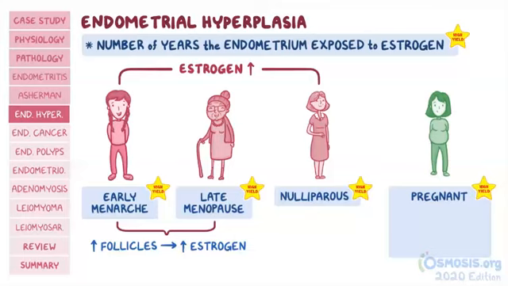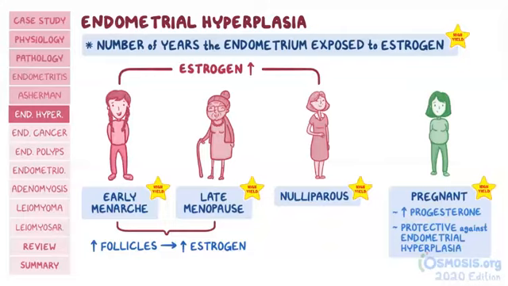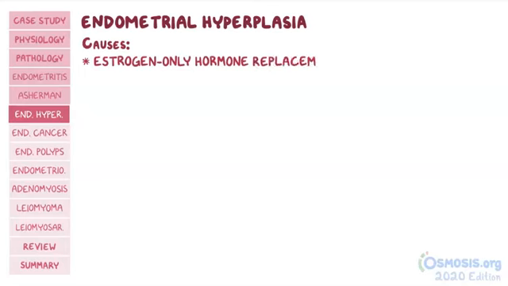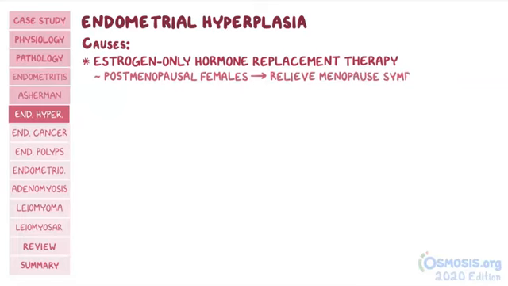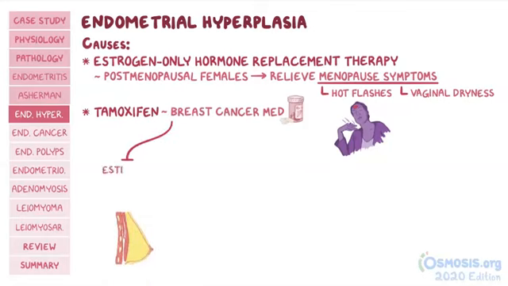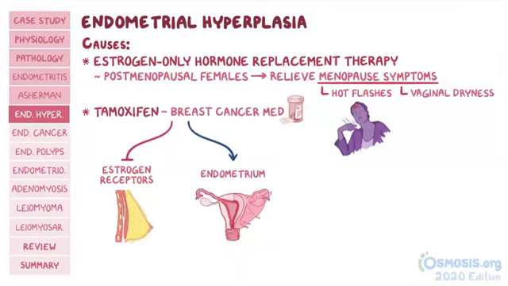That's because during pregnancy, there's more estrogen and progesterone production, but the balance shifts towards more progesterone, which is protective against endometrial hyperplasia. Also, we have medications that can cause endometrial hyperplasia, such as estrogen-only hormone replacement therapy, usually taken by postmenopausal females to relieve menopause symptoms, such as hot flashes and vaginal dryness. In some cases, endometrial hyperplasia can also be caused by tamoxifen, a breast cancer medication which blocks estrogen receptors on the breast, but at the same time stimulates those on the endometrium.